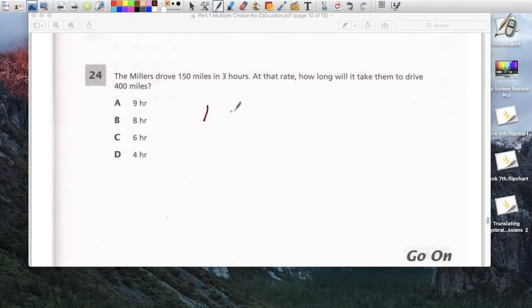Millers drove 150 miles in 3 hours. So it looks like a rate problem. So I'm going to write it as a fraction. 150 miles in 3 hours. I write my units. How long will it take them to drive 400 miles?